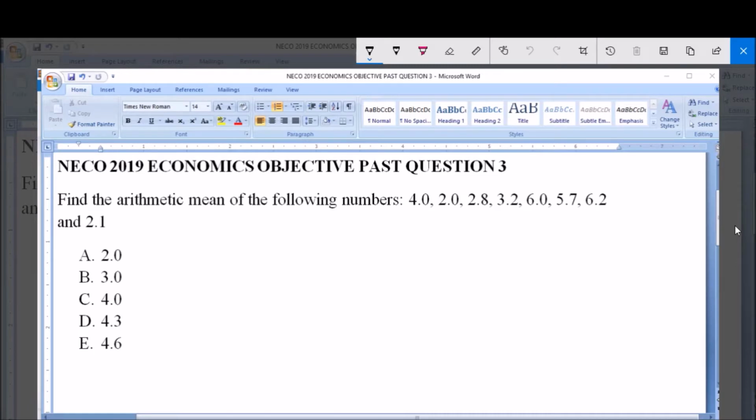Find the arithmetic mean of the following numbers. So you have the numbers displayed here. And then A 2.0, B 3.0, C 4.0, D 4.3, E 4.6. So the first thing you will do in order to find its arithmetic mean, in order to make it easy for you, you arrange the numbers in ascending order.